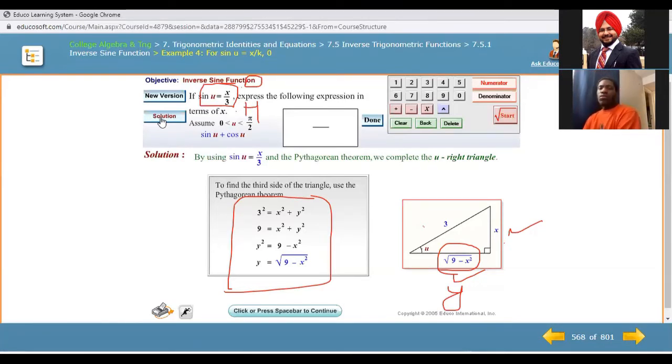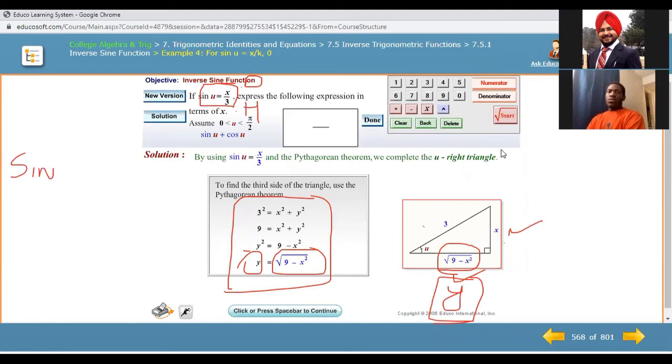So what I need is to find the value of y. So I just keep y on one side. Y squared equals 9 minus x squared, and y equals the square root of that. Now, once we are here, we got all three sides. All right. Now, final step is I'll just write sine u plus cosine u.